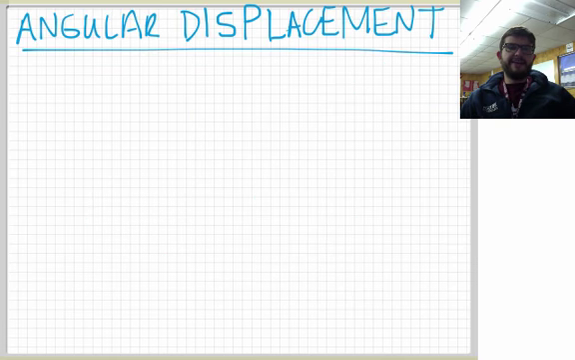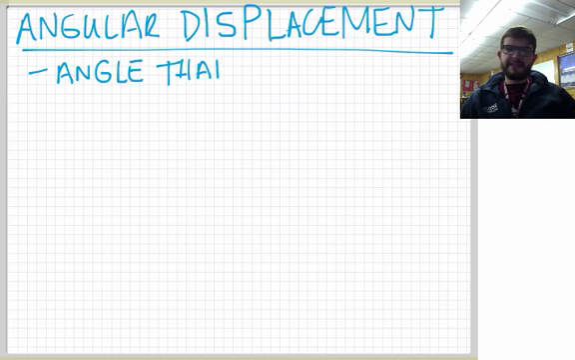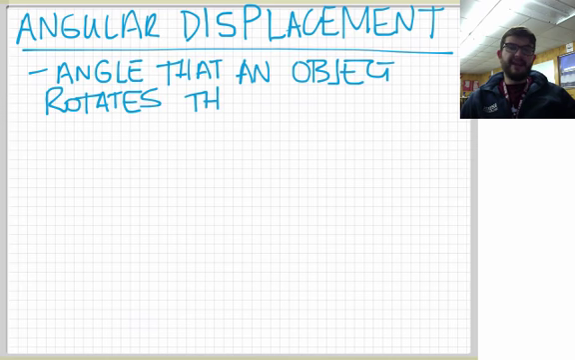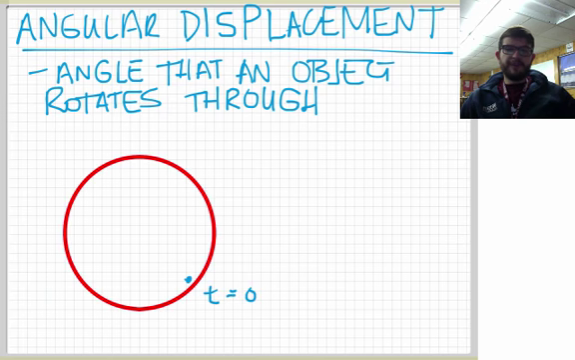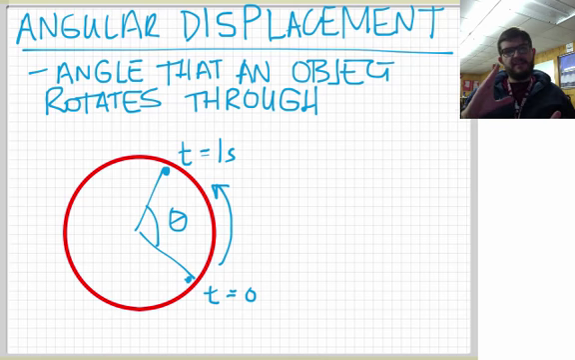Okay, so angular displacement. First of all, angular displacement is simply the angle that an object rotates through. So for example, if you have a circle, and let's say I put a little blue dot there to represent where I want to see how the circle is moving, so I can see the circle actually moving. Let's say at time equals 0, the blue dot is there, and then 1 second later, it's there. So this angle right here that the blue dot has moved through, that is the angular displacement, and that is what theta is: the angle that the little blue dot has traveled through.